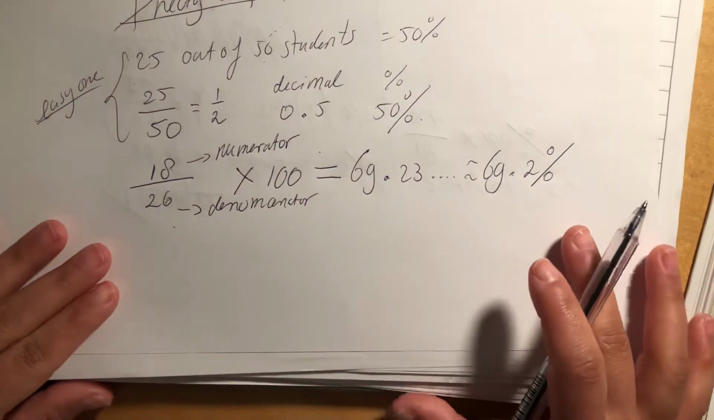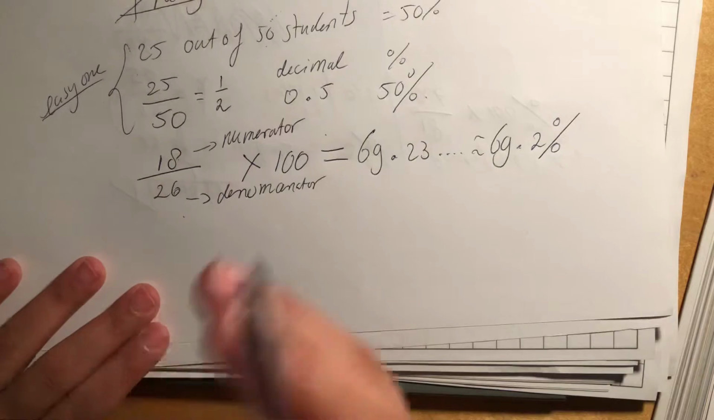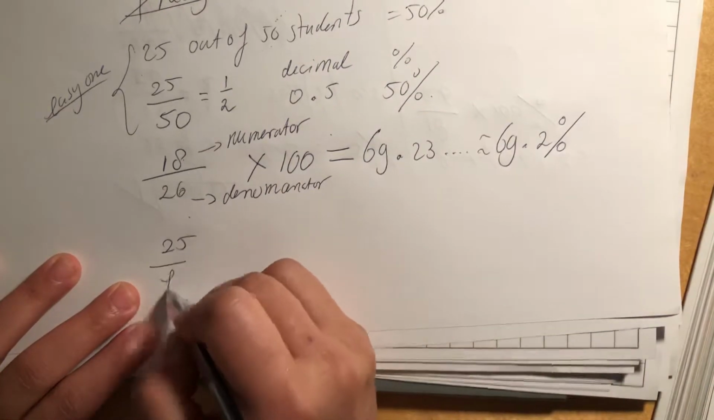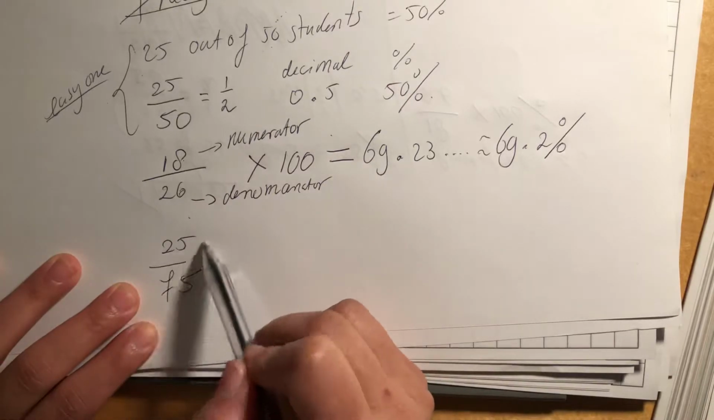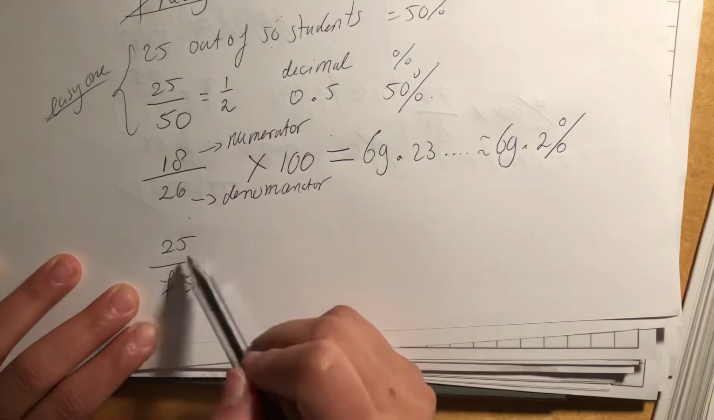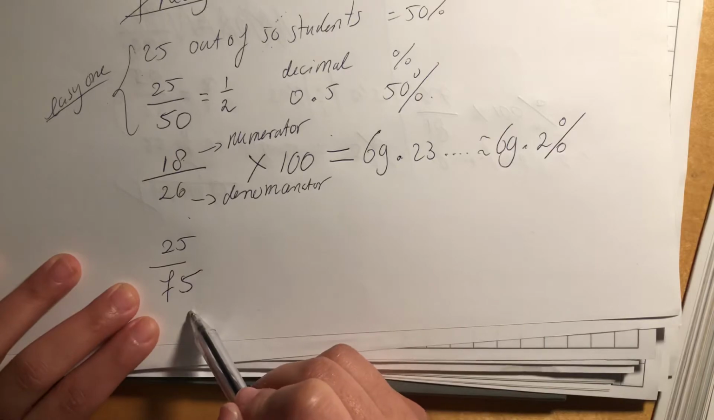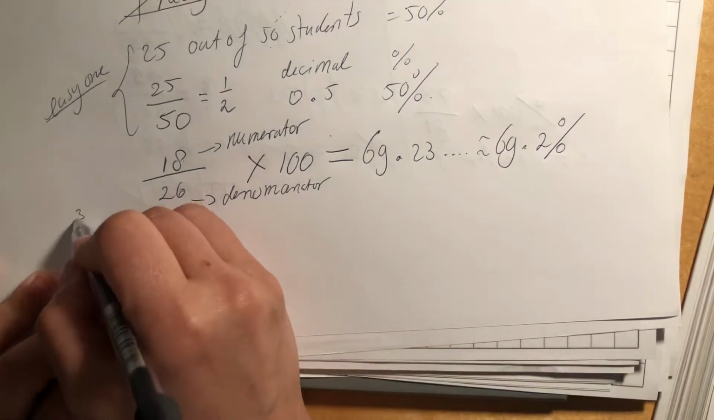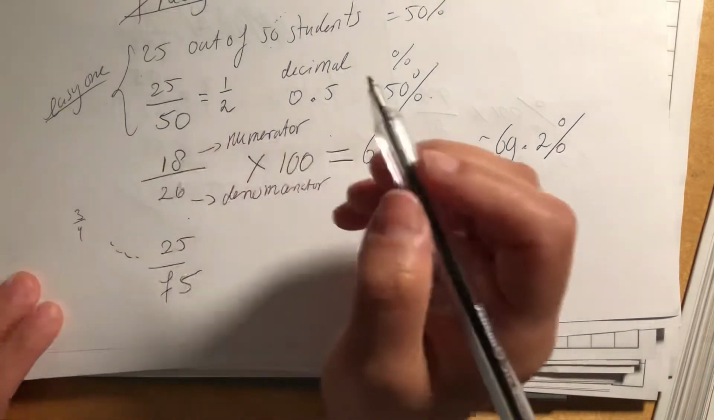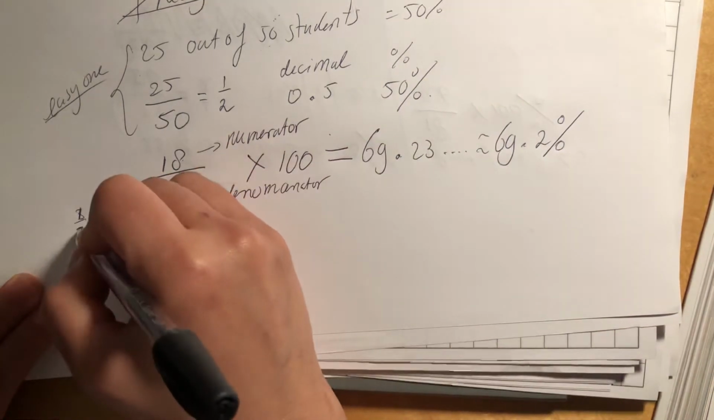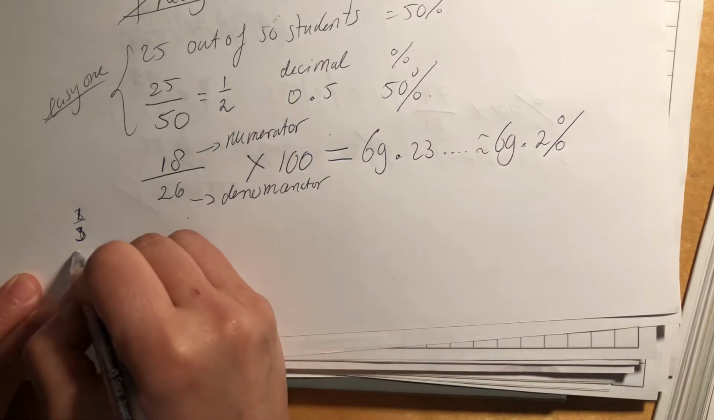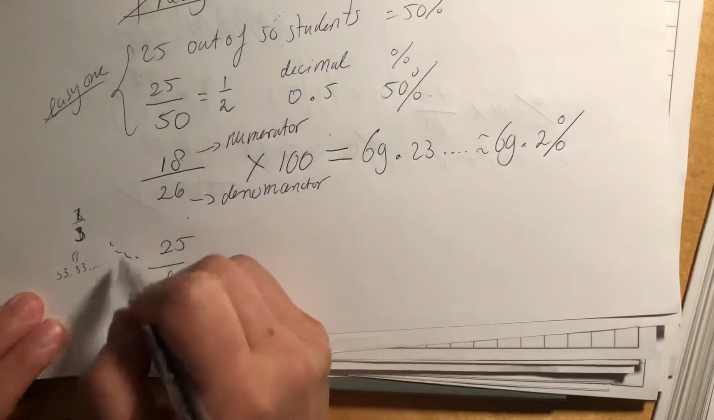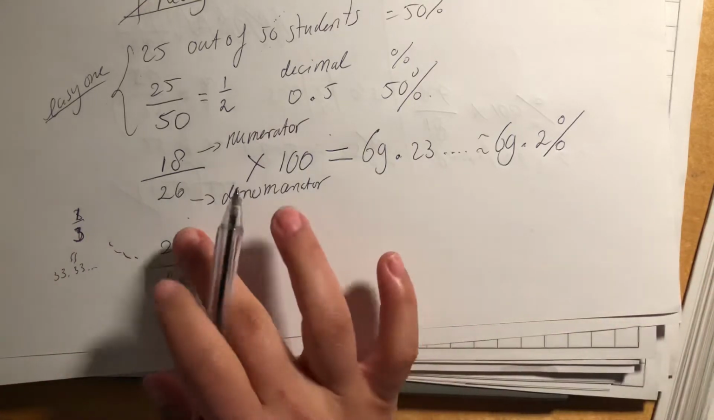Let's try it out. So let's try a simple one. Let's do 25 out of 75 students. 25 failed the math test, and there are 75 students. If you just think logically, this is 1 out of 3, 25 of 75. So this is going to be 33.333%. That's your thinking. Let's see if you are right.